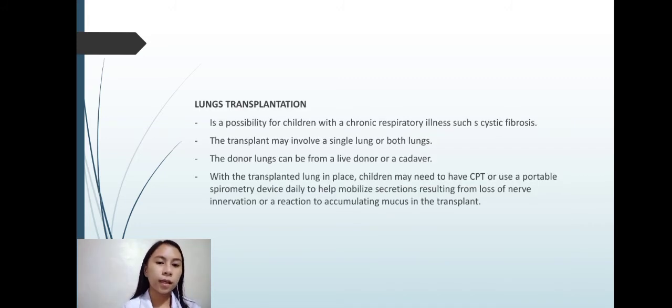And lung transplantation is a possibility for children with a chronic respiratory illness such as cystic fibrosis. The transplant may involve a single lung or both lungs. The donor lungs can be from a live donor or a cadaver. And the last one is the transplanted lungs in place. Children may need to have CPT or use a portable respiratory device daily to help mobilize secretions resulting from loss of nerve innervation or reactions to accumulating mucus in the transplant.